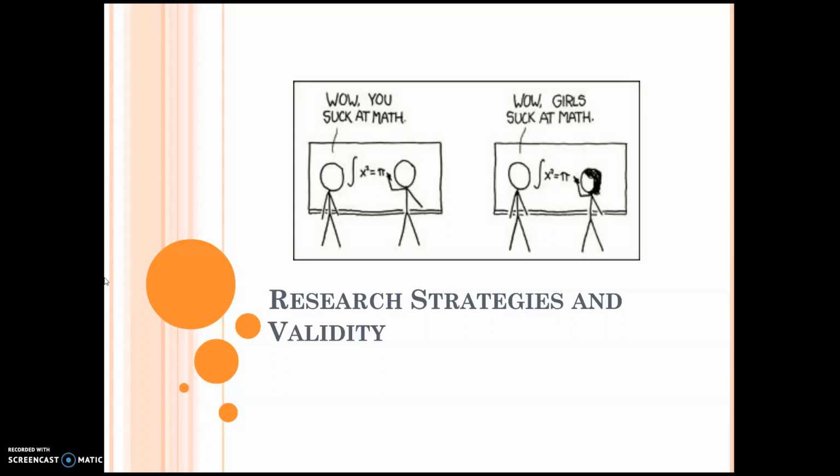So if you have two stick figures there, presumably both male, the person says, "Wow, you suck at math." And then in the second frame, you've got someone who's male on the left and someone who seems to be female on the right, and the person saying, "Wow, girls suck at math."